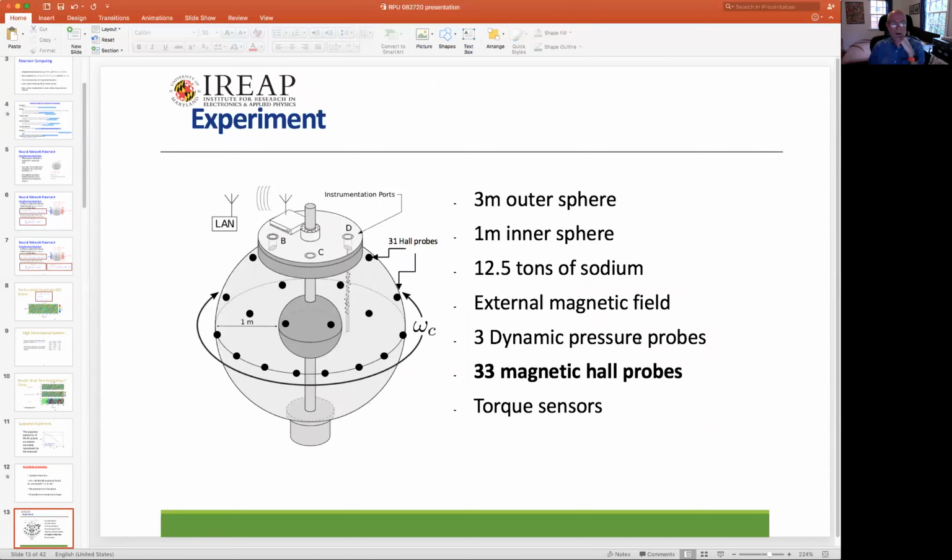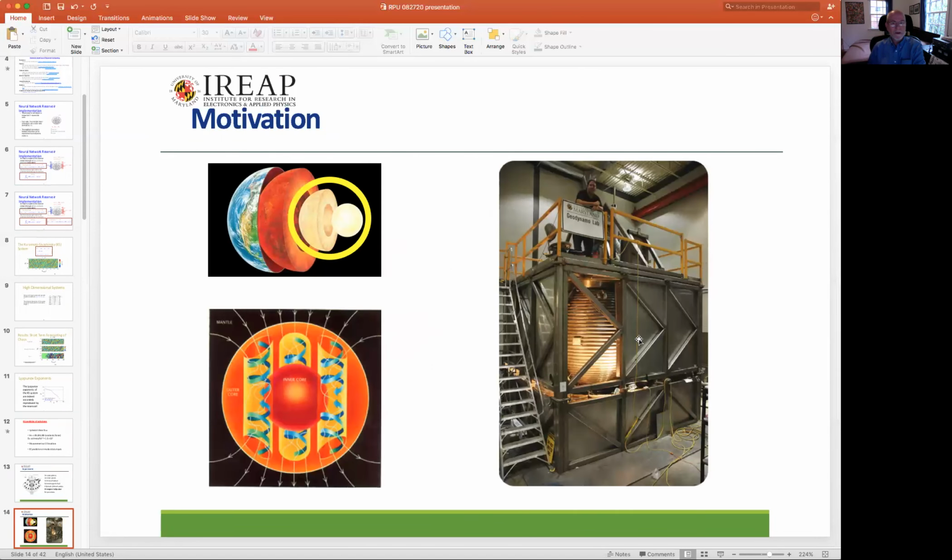Some of you know I have a 3-meter diameter laboratory model of the Earth's core in my lab. It has 12.5 tons of metallic sodium in it. And of the variety of sensors, we're going to focus on just the Hall probes, 31 of them on the outside of the sphere and 2 of them on the inside of the sphere. So it's a real physical experiment meant as a model of the Earth's liquid outer core, which is responsible for generating the Earth's magnetic field.